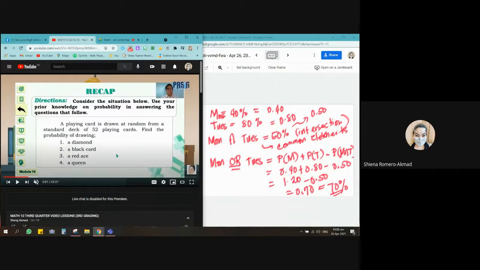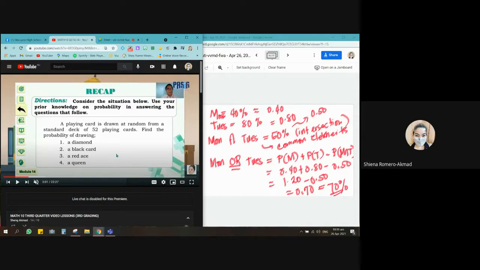A black card. Ilan ba yung mga black card? Ilan ba yung black cards? 13 po. 13 lang ba? Pag bumili kayo ng card, ilan yung black, ilan yung red? 26, ma'am. 26. So, ilan yung probability na ang makukuha mo ay black card? 1/2. 1/2, correct.